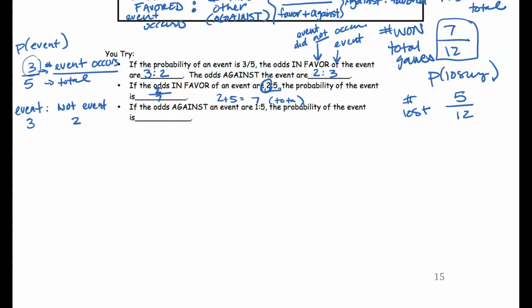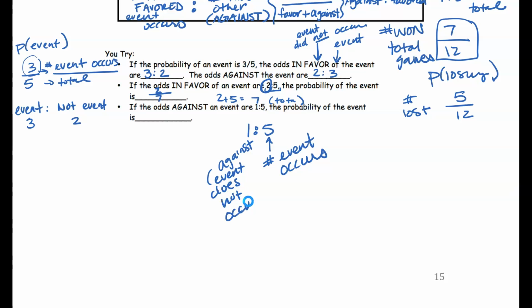If the odds against an event are 1 colon 5, so I'm just going to write that down. So if it's against, the 1 means against, and the 5 is the number of times the event occurs. And against just means event does not occur. Okay, so if we want to know the probability of the event, then we add those two numbers together. So 1 plus 5 is 6, and that's going to be our denominator. And then the number that represents the event is the 5, since these odds are for against the event. So the number that comes second is the event number. So the probability is going to be 5 out of 6.